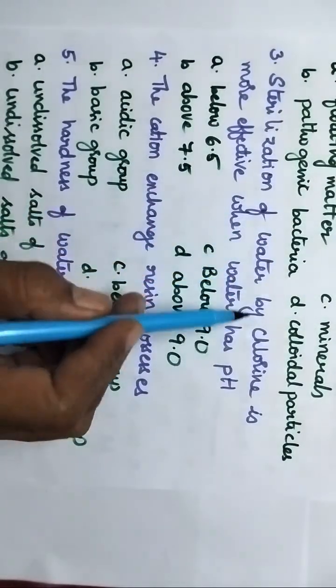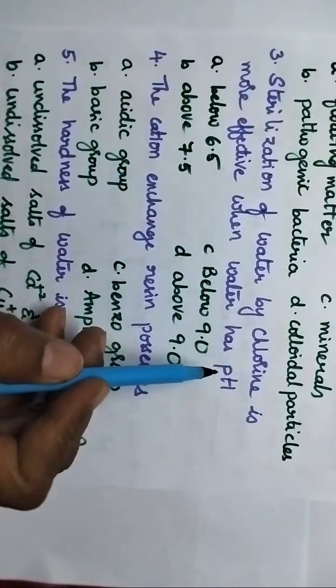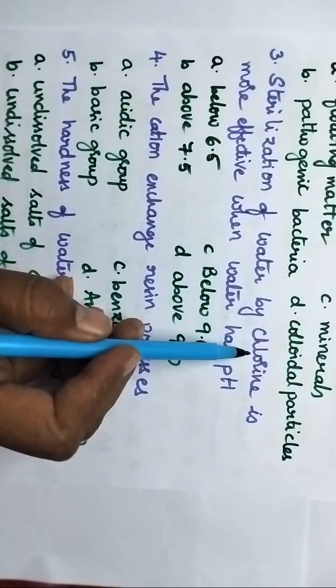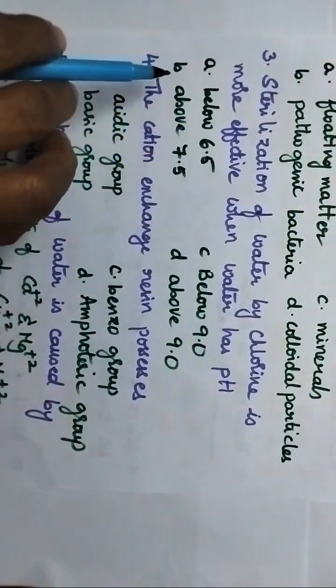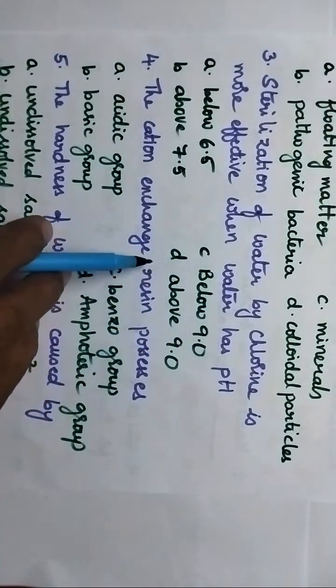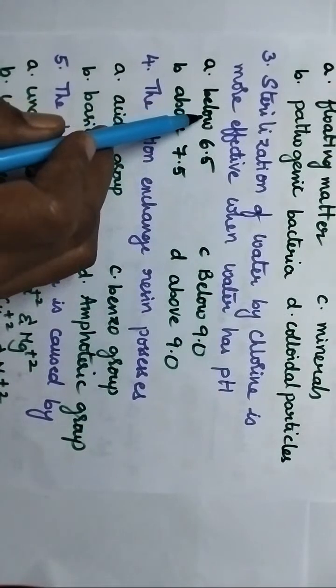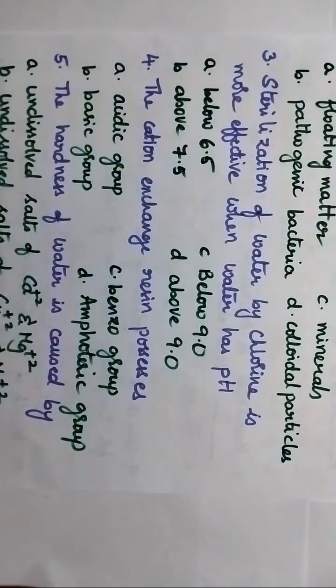Sterilization of water by chlorine is more effective when water has pH. Especially chlorine is more effective if the pH is maintained from 5 to 6.5. So coming to the given options: A, below 6.5; B, above 7.5; C, below 9; D, above 9.0. So option A, below 6.5, is the right answer.